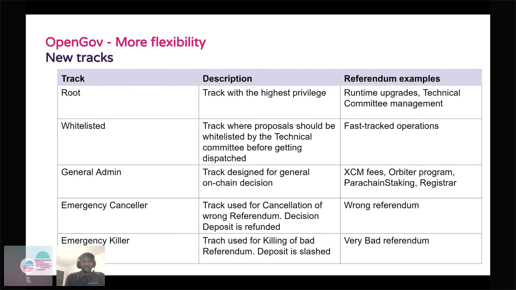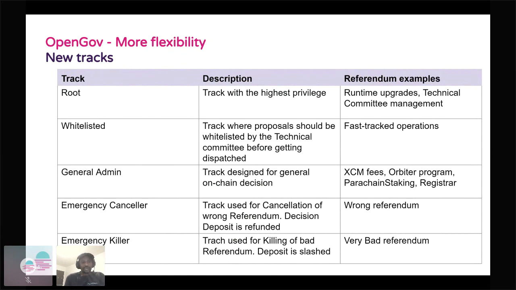Then there is a track for whitelisted operations. This is used mostly for fast-tracked operations. And again, this is only for emergency or security-related decisions, so it will most likely almost never be used, hopefully. But if there is a need to act very fast on the network in case of emergencies, there is still a way to do so.